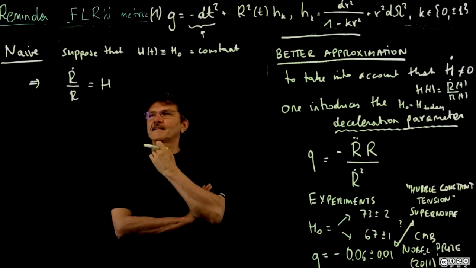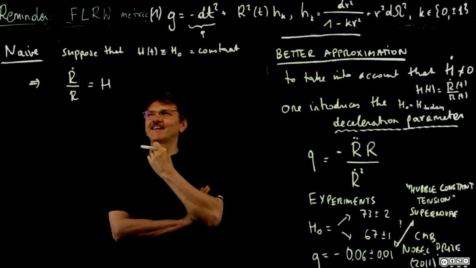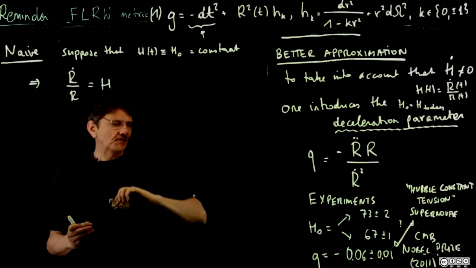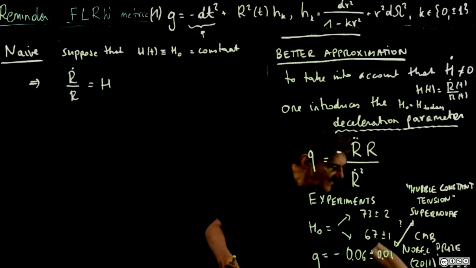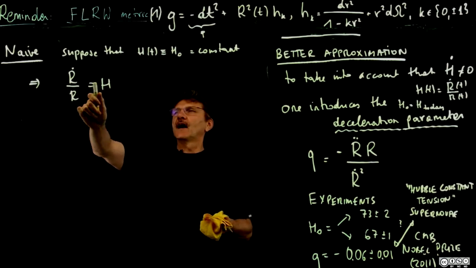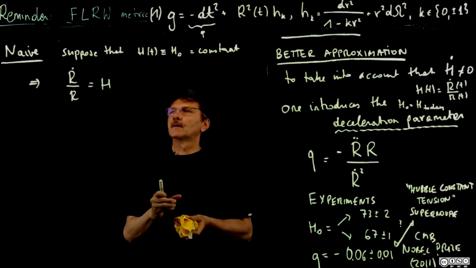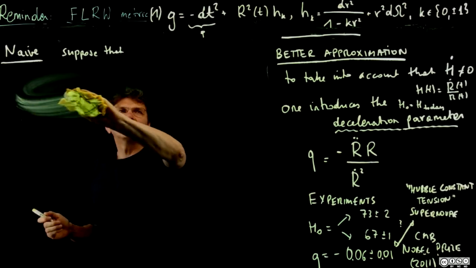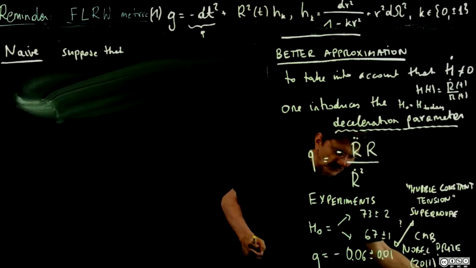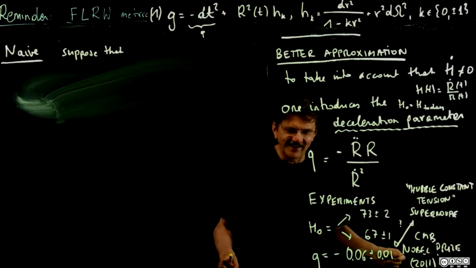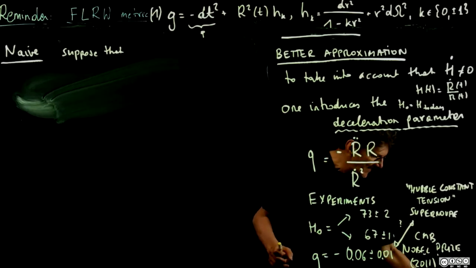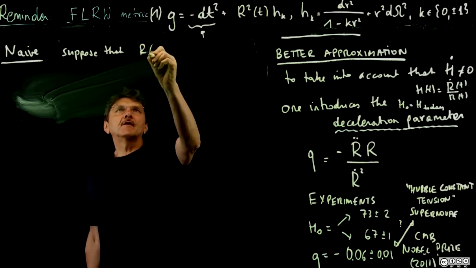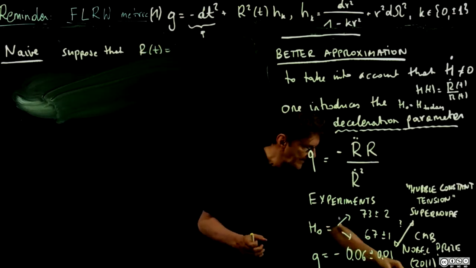Let's see. That's not what I wanted. This becomes complicated. I don't want to make something complicated now. So suppose that R dot is constant. Yeah, this is really a bad example of lecturing. So second try, I have to take back what I said. Suppose that R of t is just a constant, linear.